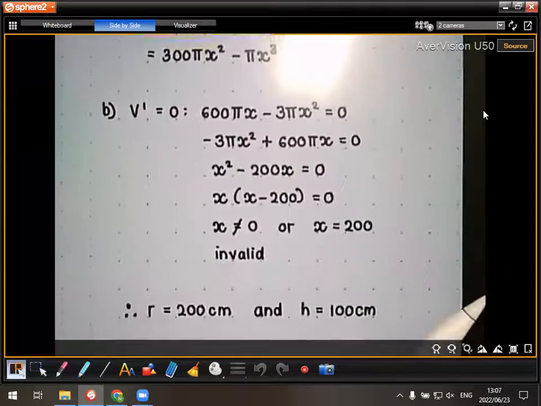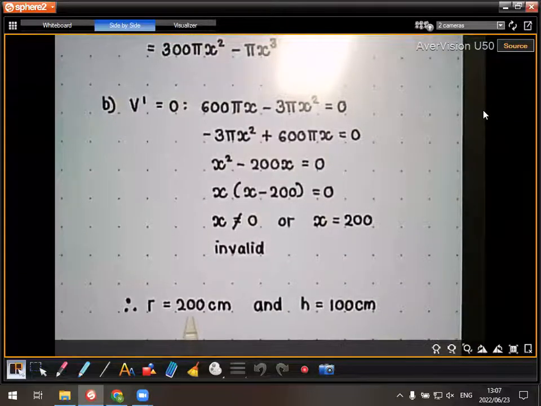That's solving for x, but because they asked for the dimensions, you still have to say, okay, the radius was x, so that's 200, and the height was 300 minus x. So 300 minus 200 is 100.